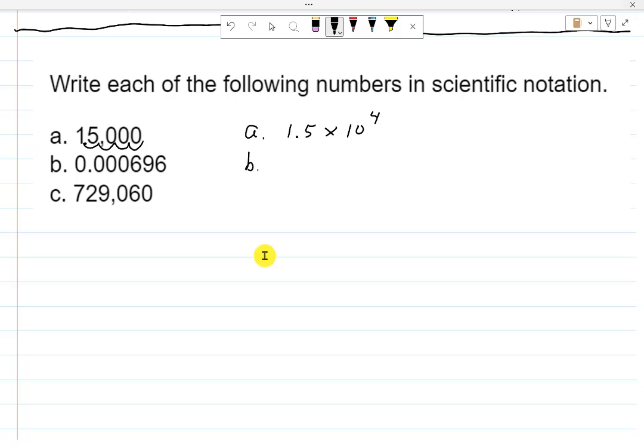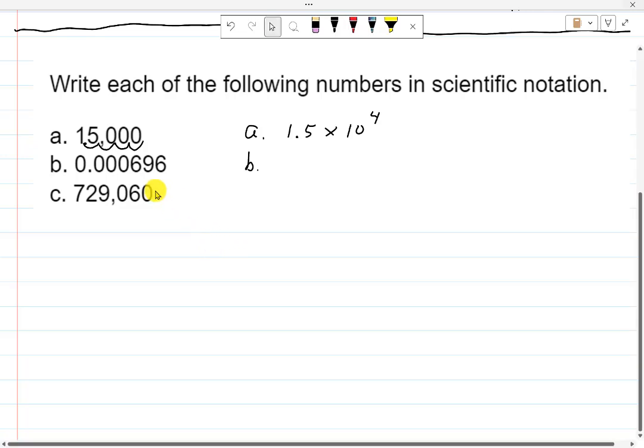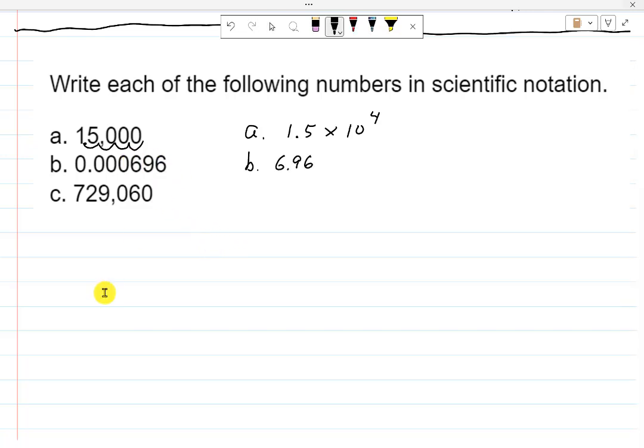Let's take a look at B. Before I do anything, I'm going to write 6.96 times 10 to some power. Hopefully you can see that the power has got to be negative since we're talking about a small number. So to get the decimal into that spot there, I've got to go 1, 2, 3, 4 places. And so here we have a negative 4.